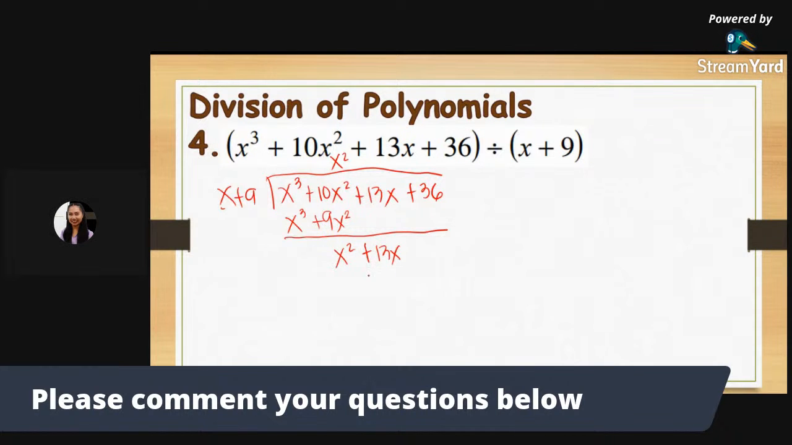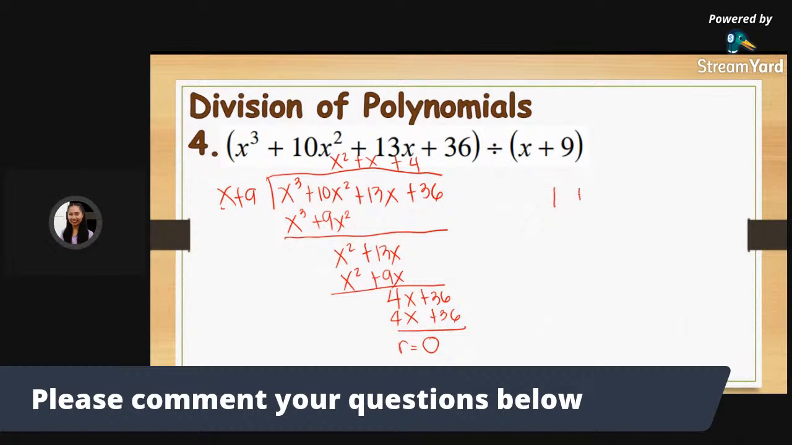Copy your 13x. x squared divided by x, we get x. x times x is x squared. And x times 9 is 9x. So 13 minus 9, we get 4x plus 36. 4x divided by x is 4. 4 times x is 4x. And 4 times 9 is 36. Can you see that if you are going to subtract them, the answer is 0. Therefore, in this case, our remainder is equal to 0. There is no remainder.